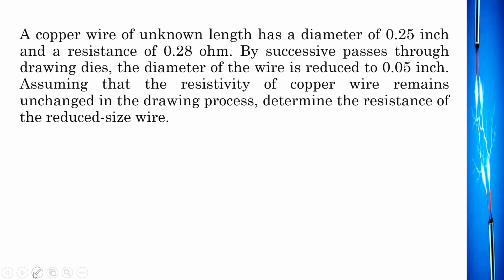So, ang gagawin natin ay indicate muna natin yung mga given. So, yung R1 natin is 0.28 ohms, at ang binigay na diameter is 0.25 inch. While yung hanapin daw natin yung another resistance kapag daw yung diameter is being reduced to 0.05 inch.